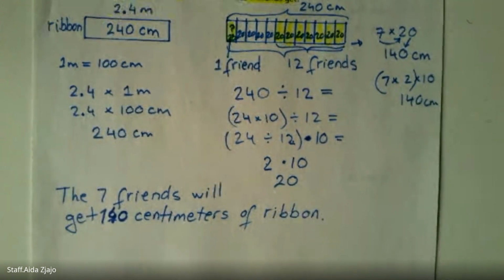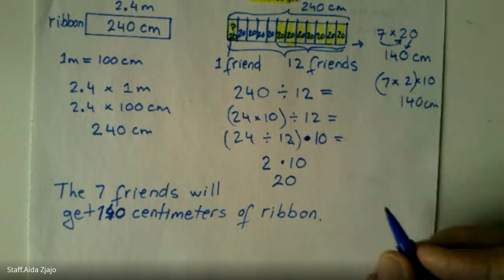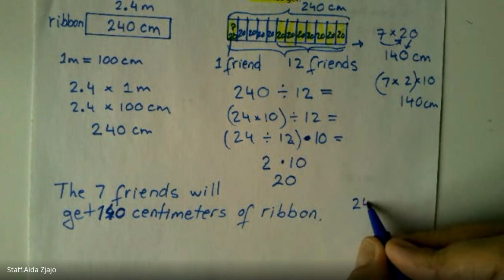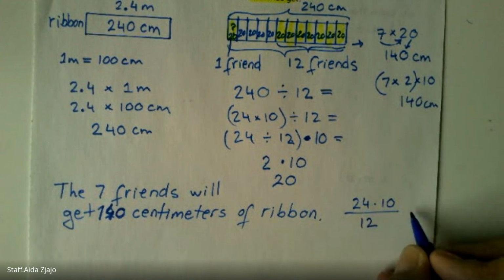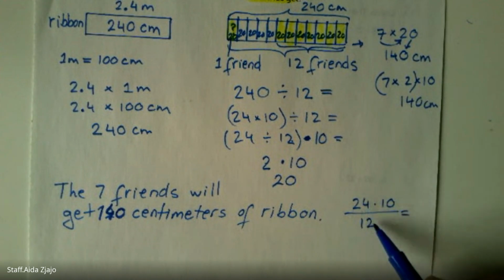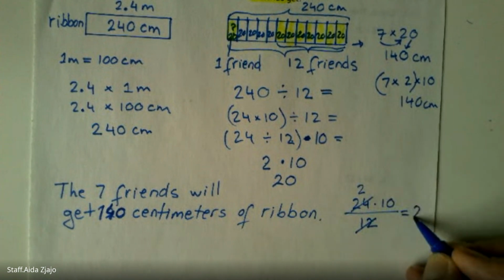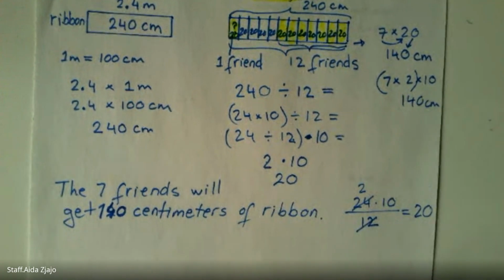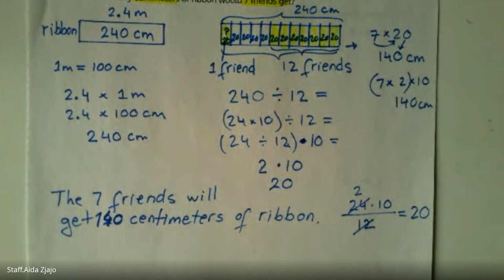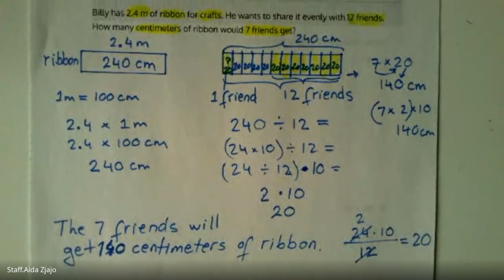Okay, and if you use my strategy to check my answer, I could do 24 times 10 divided by 12, and I can say, okay, 24, 12, there's 2 of them, so 2 times 10 is 20. So that matches with the answer. I just checked my calculation and it is correct. And this was lesson 20, word problem.